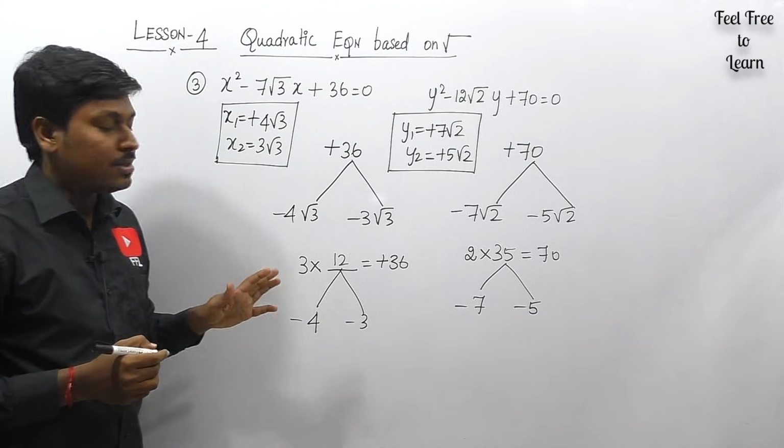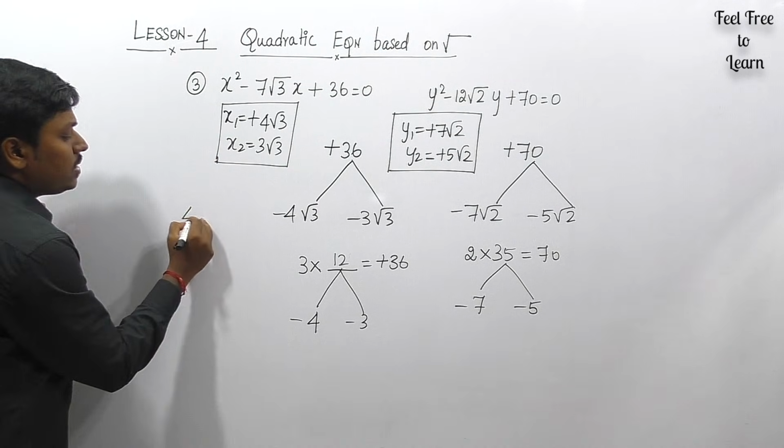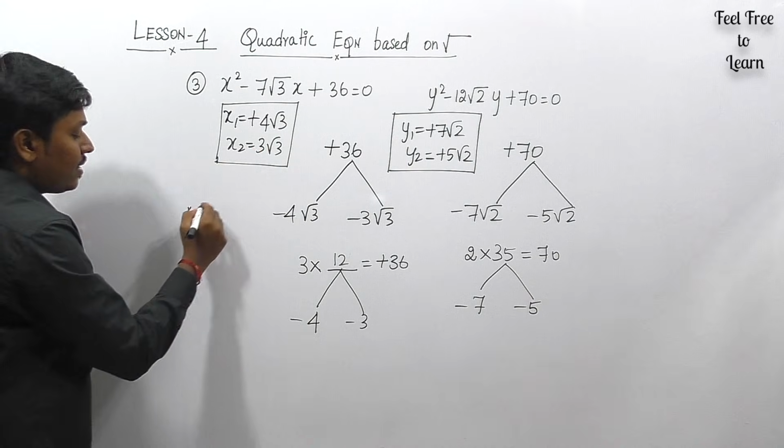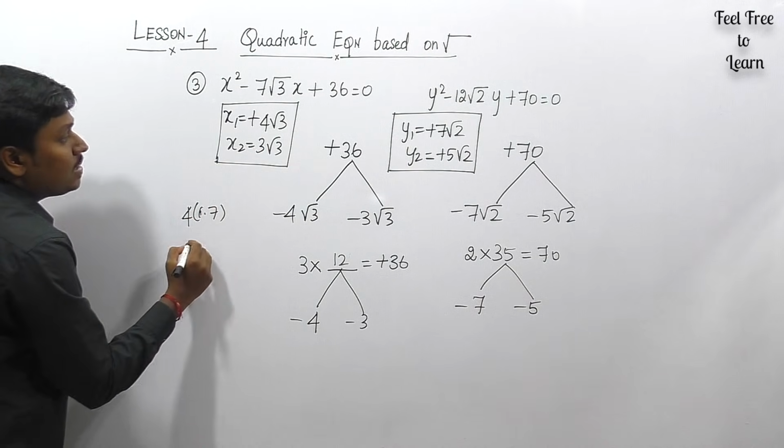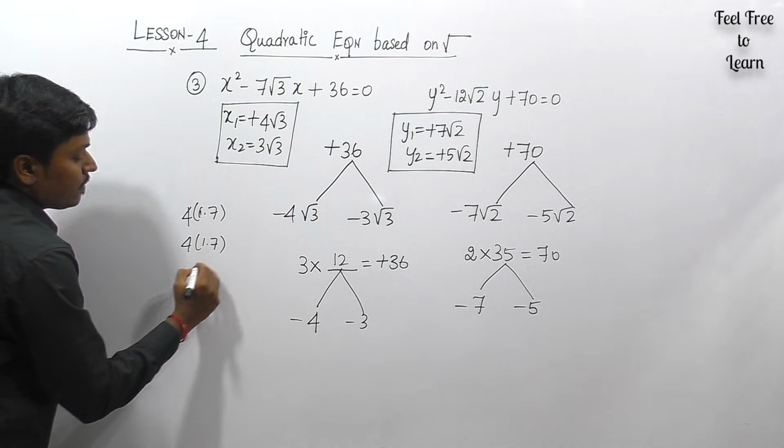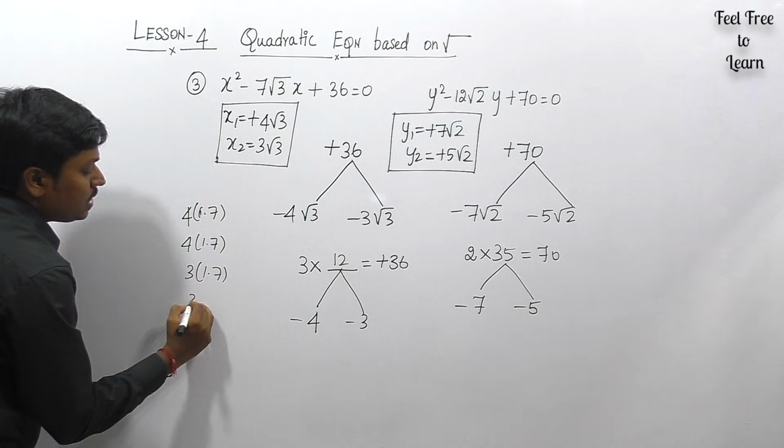Now we need to compare this. So x1 will be 4 root 3. Root 3 can be taken as 1.7, right? 1.7. Similarly 4 into 1.7. So 3 into 1.7, 3 into 1.7.